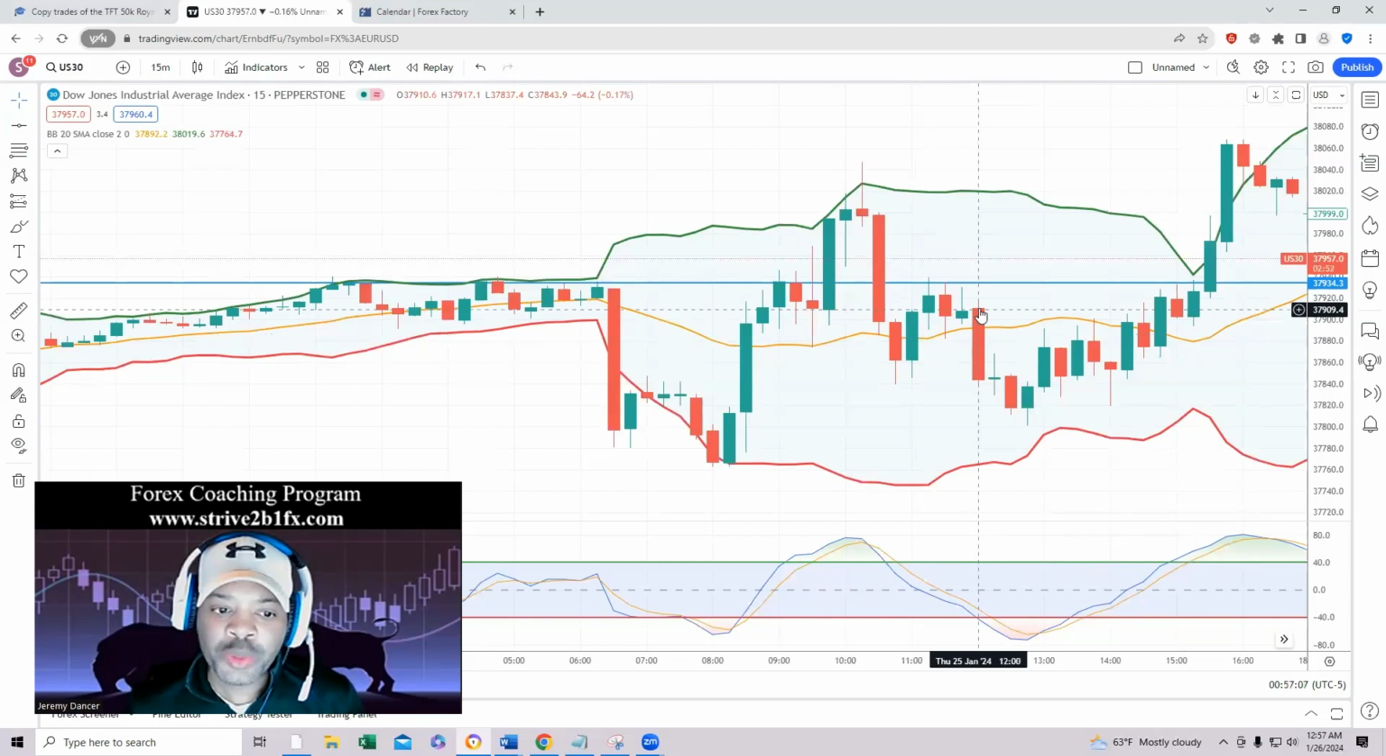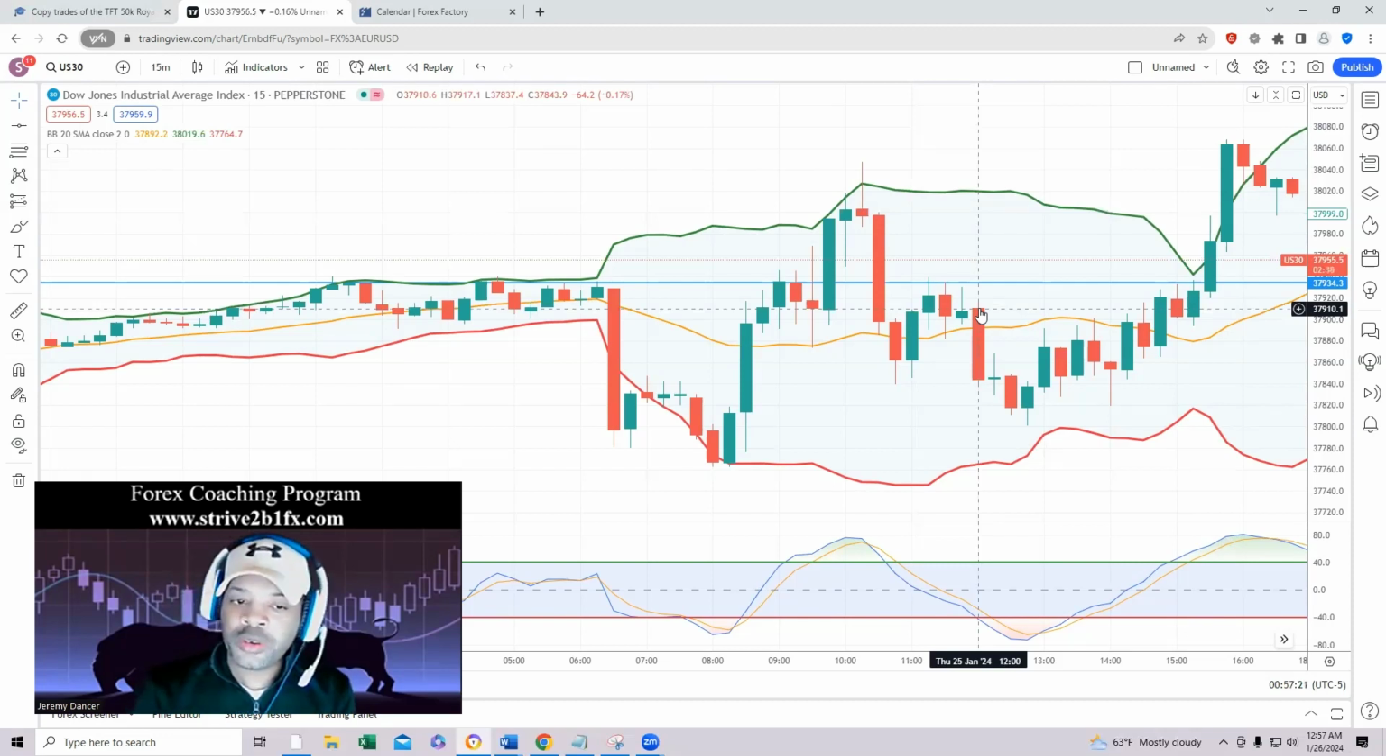So I think 12 is still a little too risky to place the trade. This is why the block from 12 to 1 p.m. I'm looking to place my trades somewhere around 12:45, closer to 1.